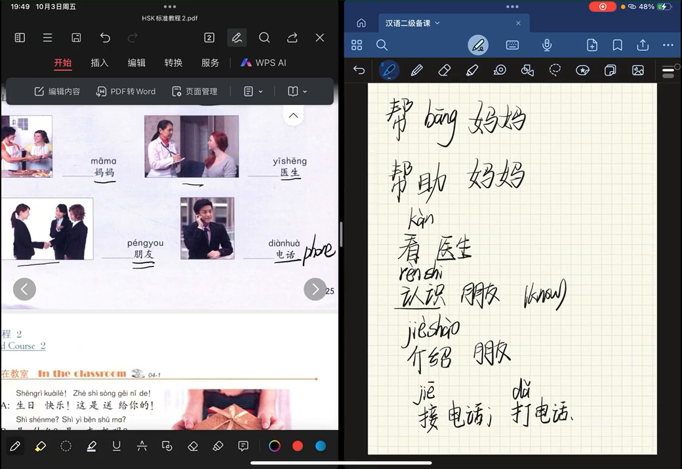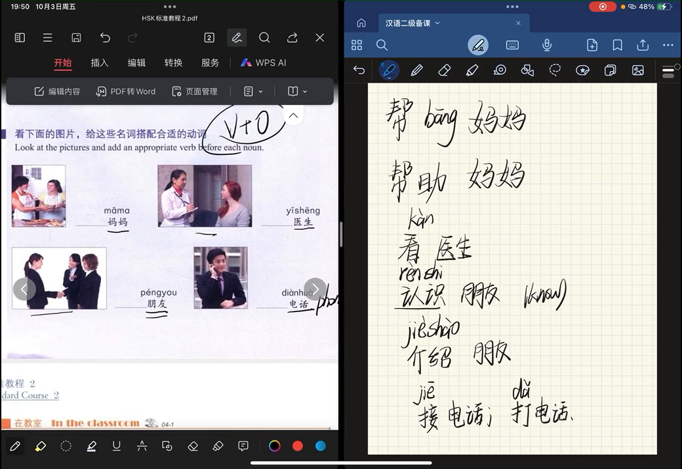Okay, let's see these verb-object phrases. Now, read after me. The first one, help mom, help mother, 帮妈妈 or 帮助妈妈. To see a doctor, 看医生. To know the friends, 认识朋友. Introduce the friends, 介绍朋友. Answer the phone call, 接电话. Make a call, 打电话.